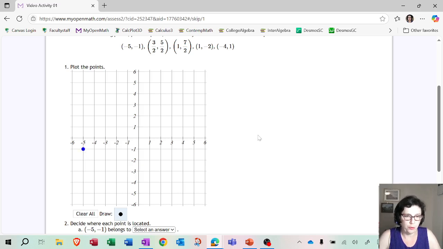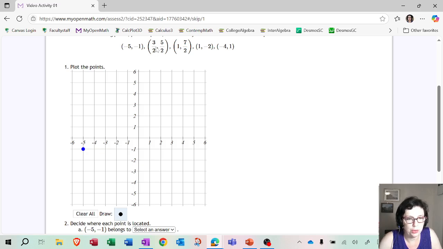Now, if for any reason you made a mistake and you put a point in the wrong spot, you can just hover your mouse over it and then move it wherever you want. If by accident, let's say you already plotted these points and then you just clicked on something and you want to get rid of the point, you can grab it and drag it off the grid and it's just going to go away.